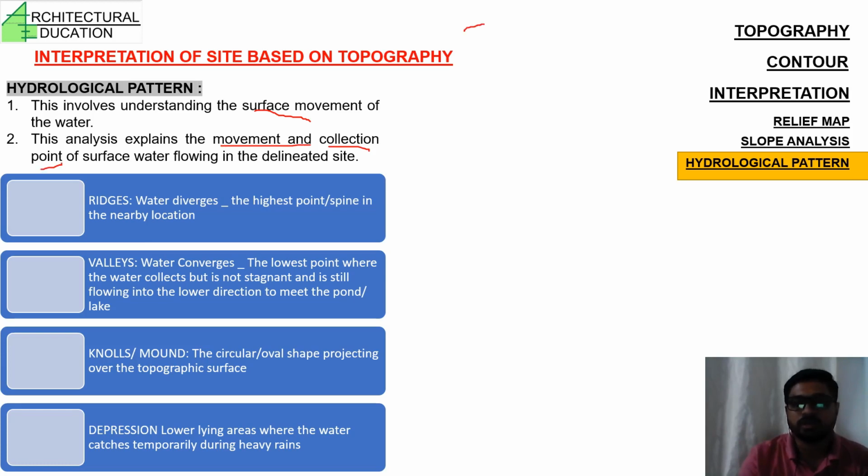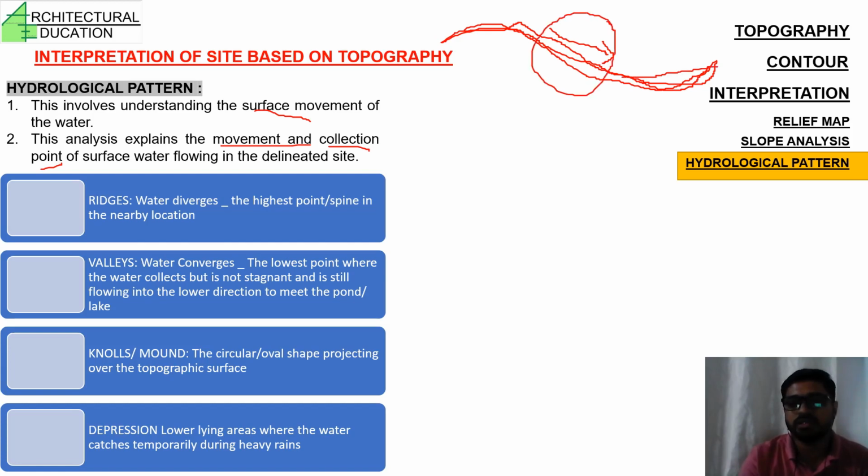For example, if this is the way of the slope and the land is going like this, if the topography of your site is something like this, so what happens, here is the water collection or water movement, and here is the water collection. So we'll be basically identifying this channelized movement and the collection points which are over here. To understand any further, we'll be focusing on four aspects: ridges, valleys, knolls or mounds, and depressions.